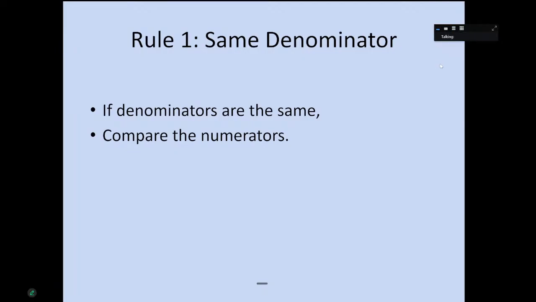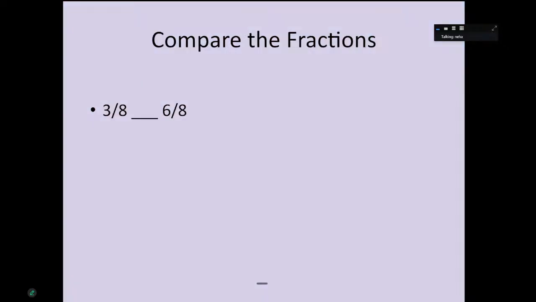So the first rule for comparing fractions is to check if you have the same denominator. And if you have the same denominator, then you'll have to compare the numerators. So in 3/8 and 6/8, the denominator is the same. When you look at the numerator, it's 3 and 6, and 6 is greater than 3, which means 6/8 is greater than 3/8.